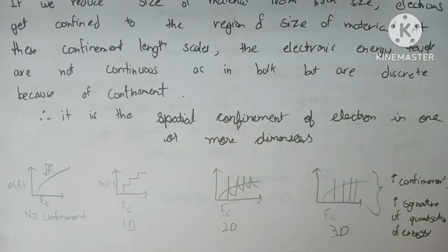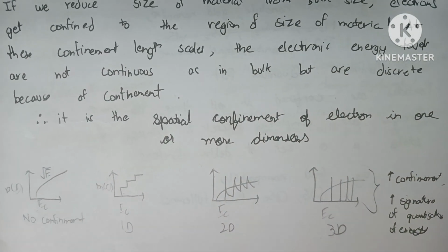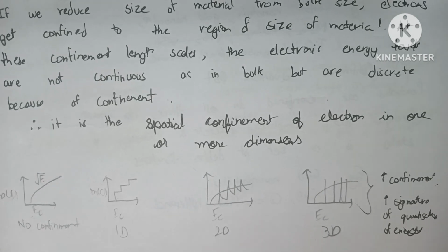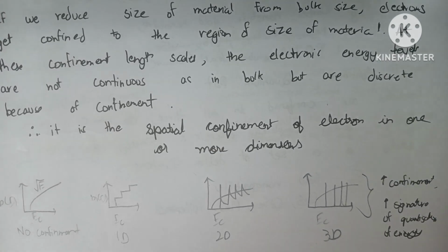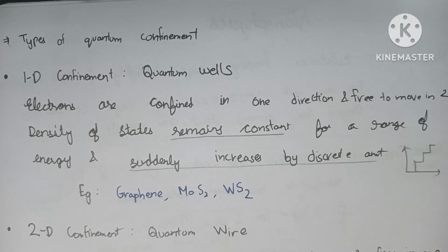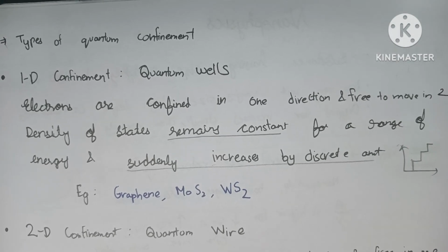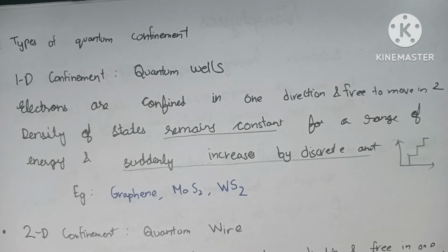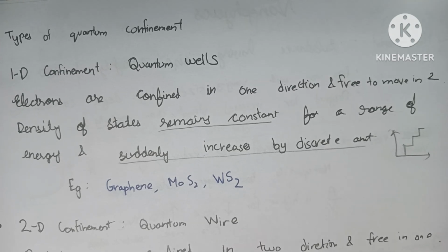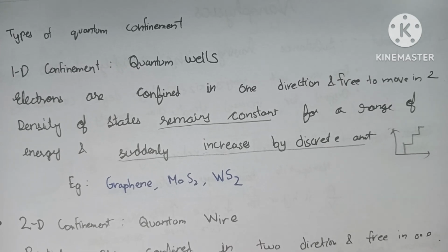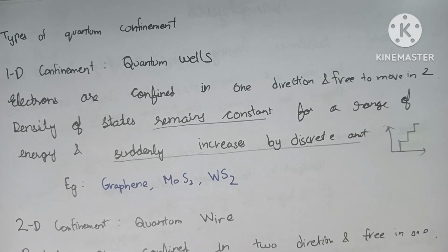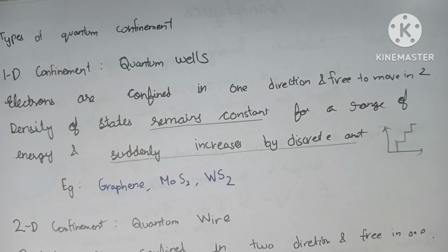As you can see, this is the graph for when there's no confinement in 1D, 2D and 3D. As we increase the confinement, we increase the signature of quantization of energy. There are three types of quantum confinements. 1D confinement is wherein electrons are confined in a single direction and are free to move in the other two directions. Here the density of states remains constant for a range of energy, and it suddenly increases with discrete amounts. For example, in graphene, MoS2 or WS2, and this 1D confinement is called quantum well.